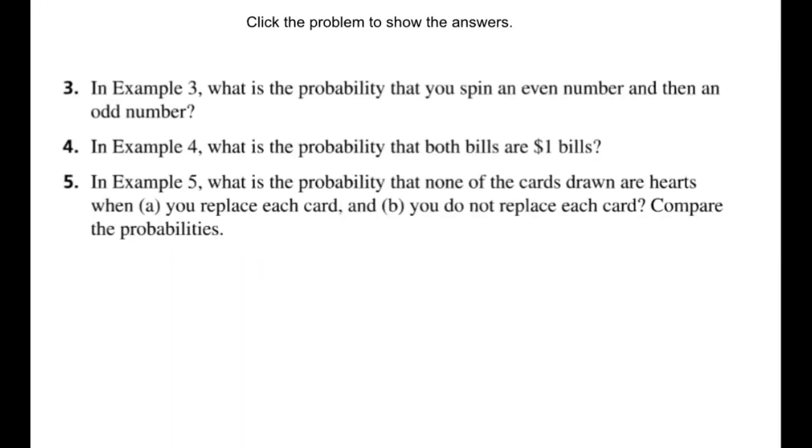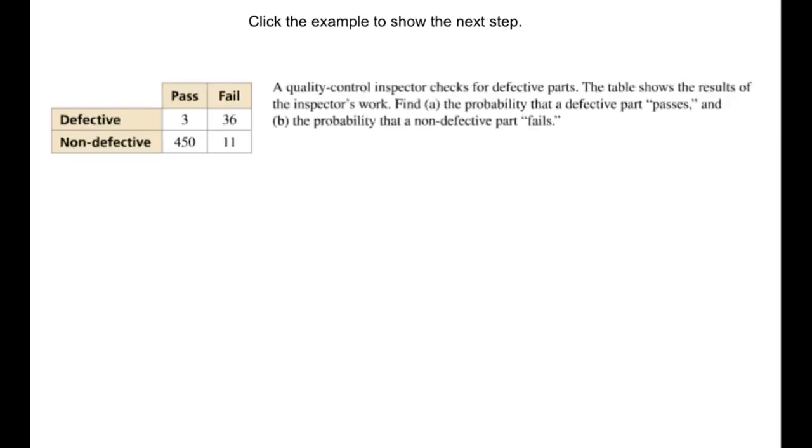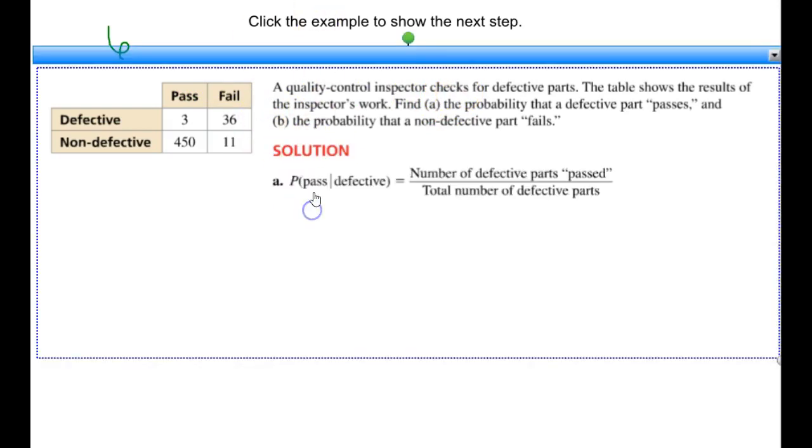So here are a couple more that I want you to try and see how you do. First, you always want to think of, is this dependent or independent? And then from there, you know how you can find the probabilities. So here we're looking at example number 6. A quality control inspector checks for defective parts. The table shows the result of the inspector's work. First we're looking at the probability that a defective part passes, and then B, we're going to look at the probability that a non-defective part fails.